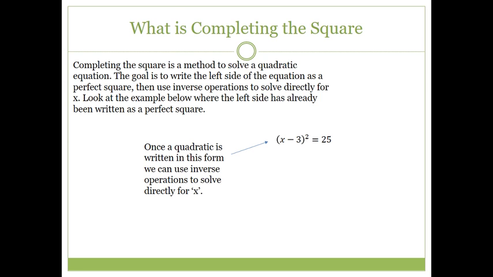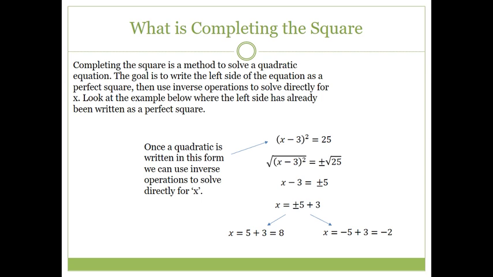So for example, once we have a quadratic written in this form, the next step would be to take the square root of both sides, leaving just x minus 3 on the left-hand side of the equation, and plus or minus 5 on the right-hand side. Remember, when we take the square root of something, we have the plus or minus of it, because negative 5 times negative 5 in this case is positive 25, and so is 5 times 5. Finally, we add 3 to both sides, and we get our two solutions by one time letting 5 be positive, so 5 plus 3 is 8, and the other time by letting 5 be negative, so negative 5 plus 3 is negative 2.